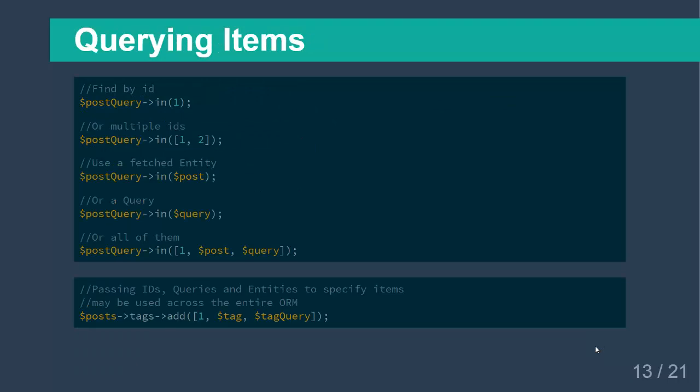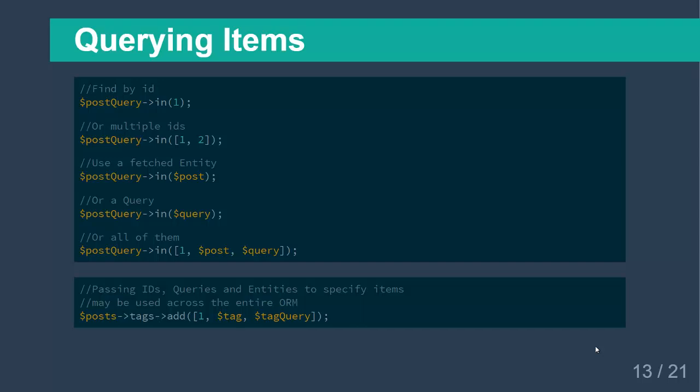So a powerful feature is querying items. You can query an item by ID, and it's all done using the in operator. If you want to query an item by ID, you just say post query in 1. This is where ID is 1. Or you can try multiple IDs, 1, 2. Or you can build a query for a specific post, which is post query in $post. Or nest a query, which is in query. And the in operator, as the where operator, can also have all these forms like not in or in.